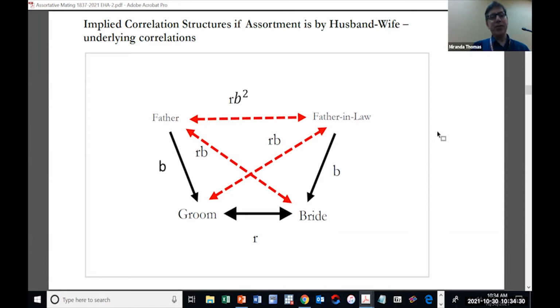And because the matching is between the groom and the bride exclusively, that's going to imply that the groom and the father-in-law are going to have a correlation of R times B. Okay? And what we're going to exploit then is we're going to have the father-in-law stand in for the bride in terms of measuring the marital correlation. And the important thing, though, is that we don't observe in any of our data these underlying correlations.